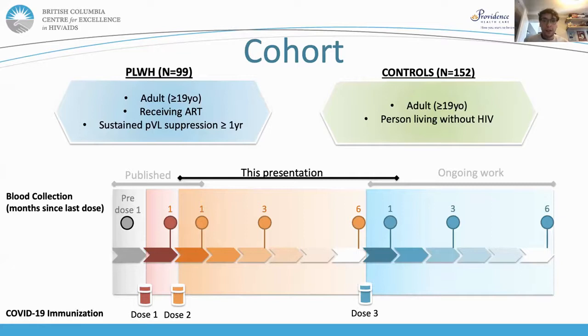So very briefly, our study population is made up of 99 people living with HIV and 152 controls who are people living without HIV. Now, people living with HIV in our study had to be on active antiretroviral therapy with a suppressed viral load for at least 1 year in order to join the study.